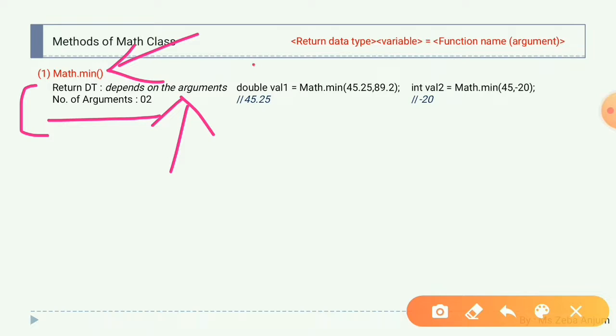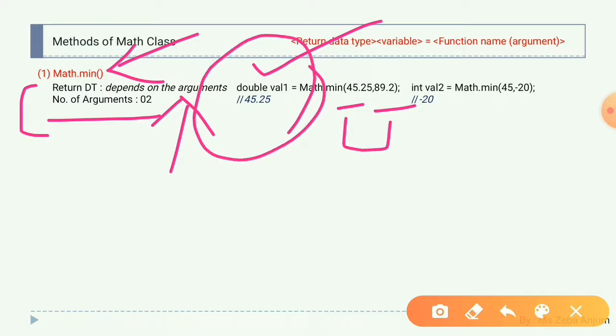Now see the first example. We have Math.min(45.25, 89.2). Among those two you have to find the minimum value. Obviously you will get 45.25. The thing to notice here is that you are giving double type numbers, and the result you get is also double. That is what this line means: it depends on the type of argument.